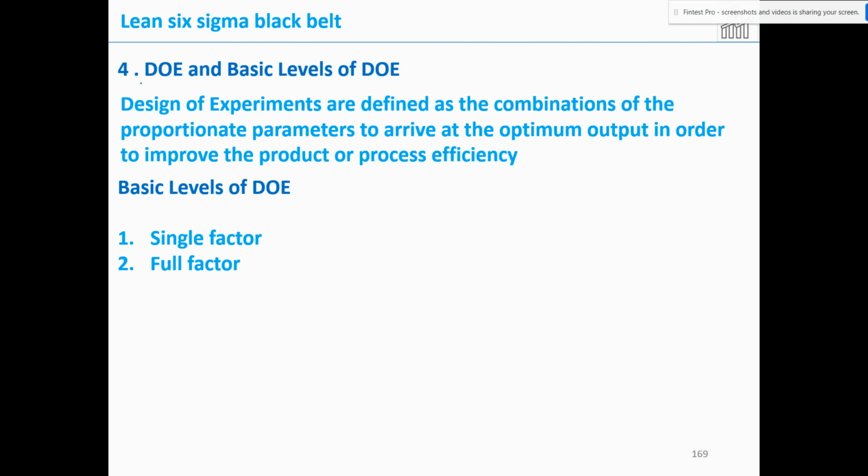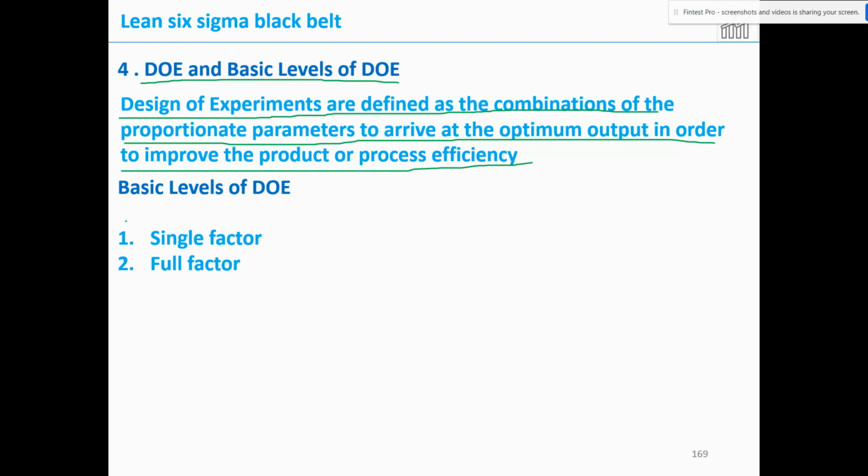Now, DOE and the basic levels of DOE. Design of experiments is defined as the combination of the proportionate parameters to arrive at the optimum output in order to improve the product or process efficiency. So the basic levels of DOE are single factorial and full factorial.